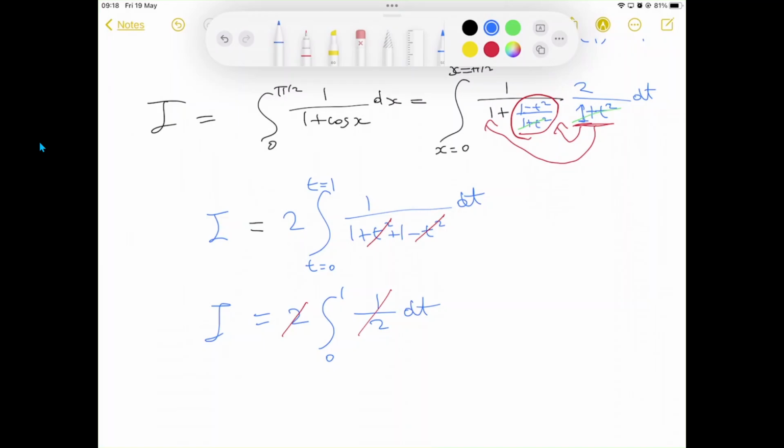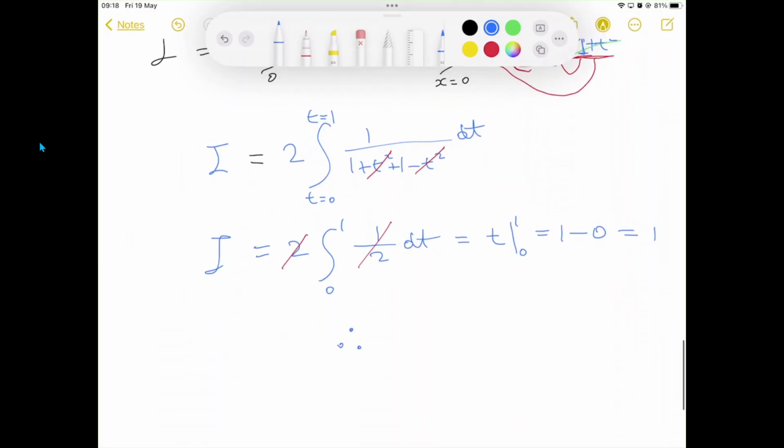So you end up with the integral of 1, which is t. And the limits are from 0 to 1. If you sub in those limits, you get 1 minus 0 equals 1. Therefore, the integral that I'm going to rewrite for literally the 50th time is equal to 1. So that's the second way of doing it.